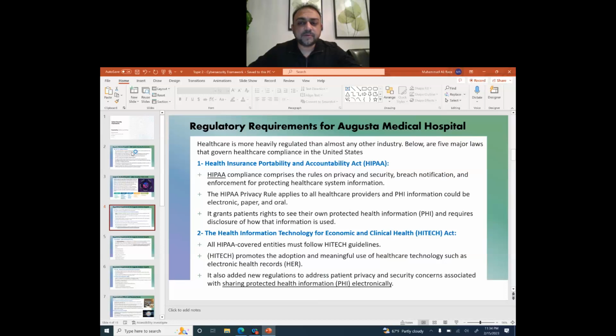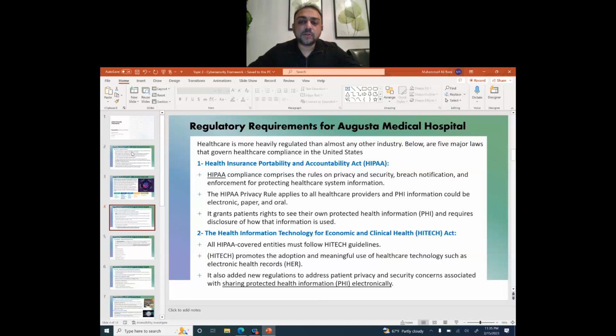The very first one, which is the federal security compliance we need to follow in the healthcare industry, is HIPAA. HIPAA compliance basically comprises the rules of privacy and security breach notification. It protects the personal healthcare information of any customer, right?